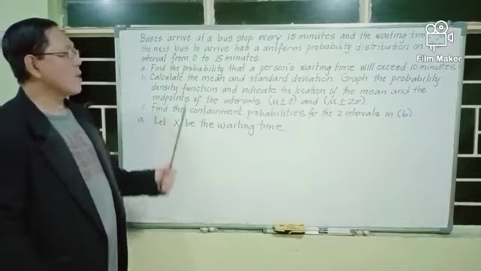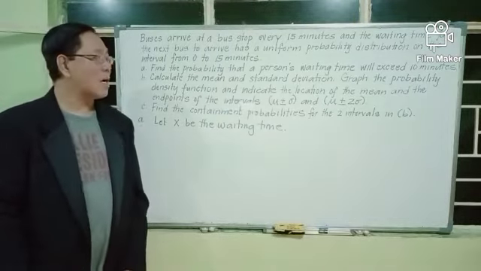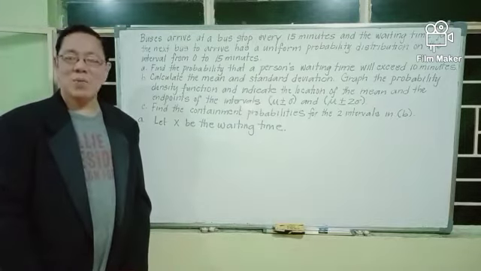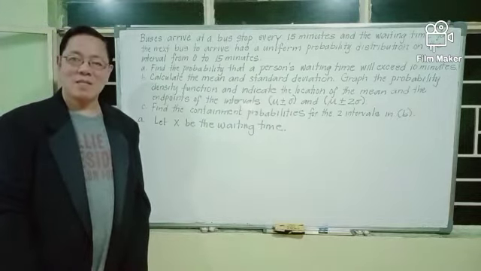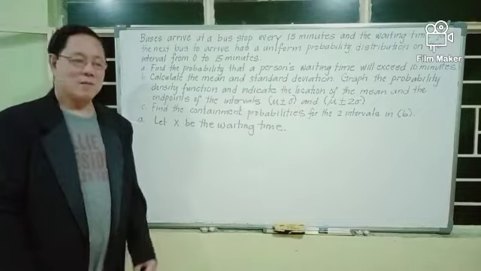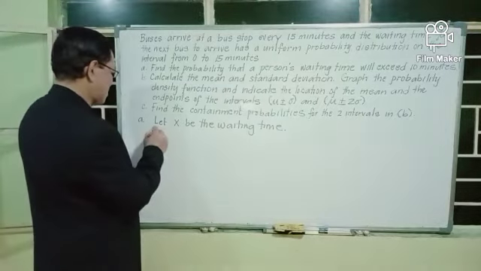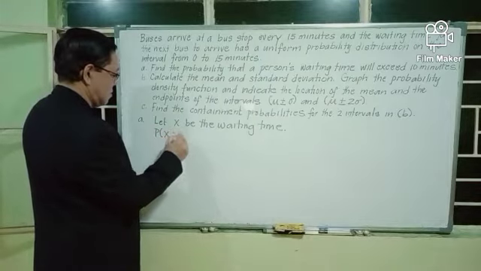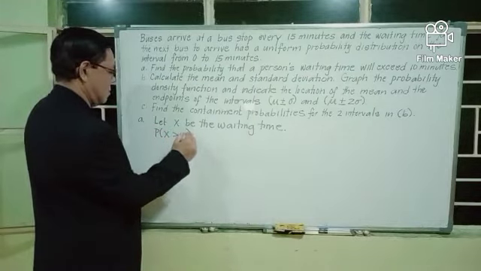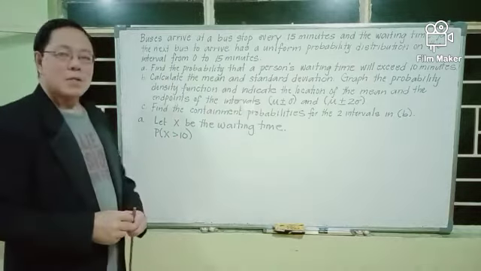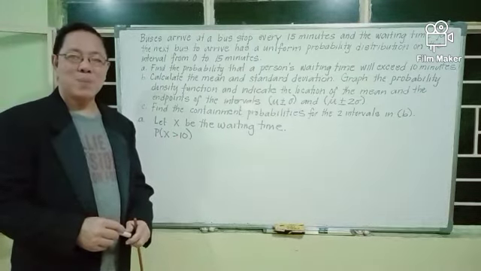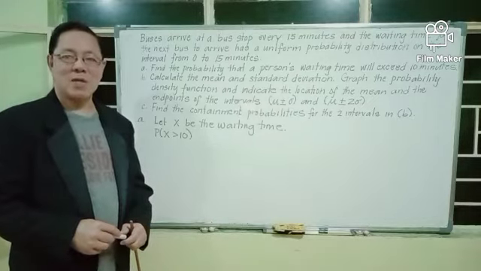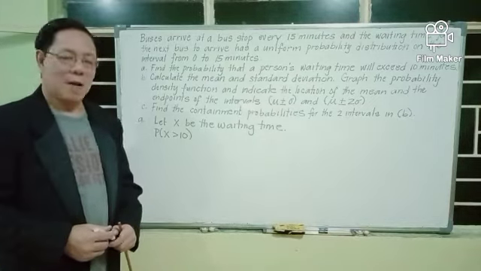And in letter A, we want to find the probability that a person's waiting time will exceed 10 minutes. It will exceed 10 minutes if x is greater than 10. To simplify, we now partly sketch the graph of this uniform probability distribution for this example.